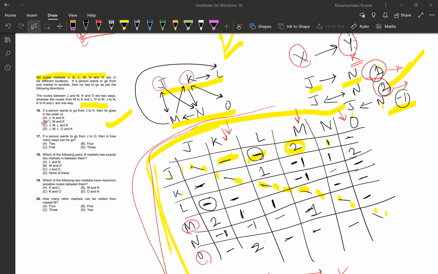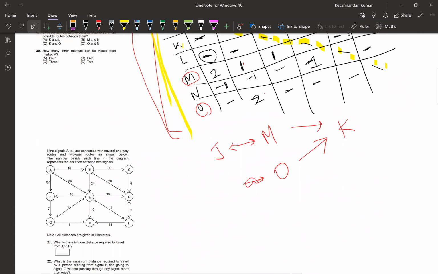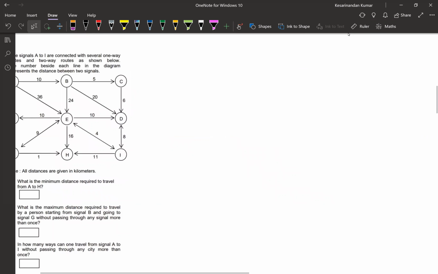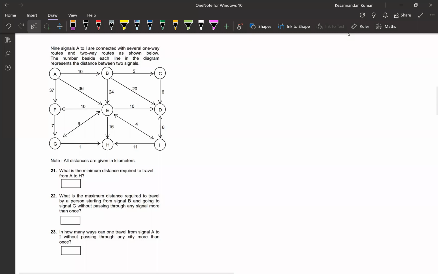A lot of things will happen here. Okay, so it is in this part. So basically the map is already drawn and given to you, unlike the previous question, but now there's an additional information, that is distance. So according to the question, 9 signals A to I are connected with several one-way routes. Now there's a one-way route and there are some two-way routes as well. The number beside each line in the diagram represents the distance between two signals.